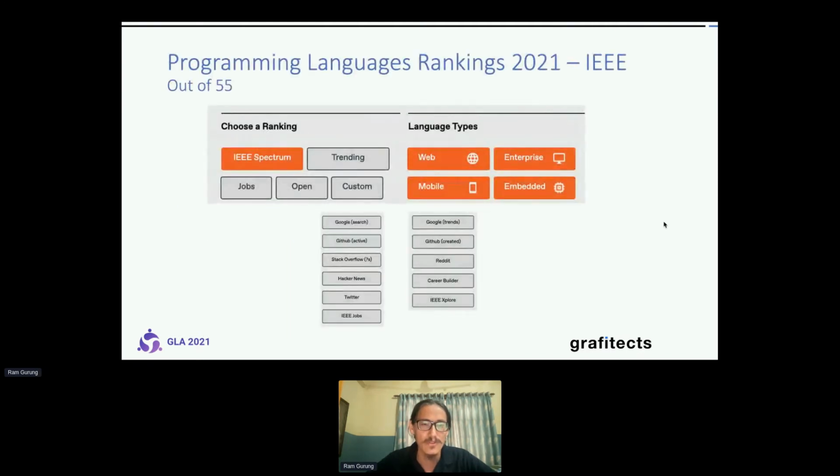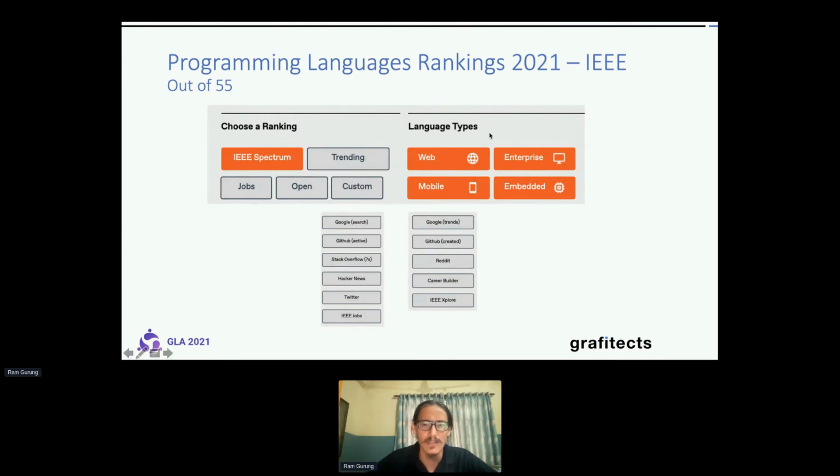Before we move on, let's look at some statistics. This is information readily available from IEEE. They compared 55 programming languages on various aspects, for example, IEEE Spectrum has done its own judgment, and finally categorized them using trending jobs open all over the world, as well as whether it is open source or not. These are the different parameters they use to conclude where LabVIEW stands among other programming languages.